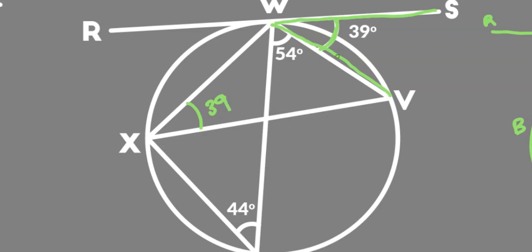Now, I'll ask you a question here to see if you've understood what we've been talking about. Can we do the same for this angle that is 54? Of course not. Why? This 54 degrees does not make an angle with a tangent. This line here is not a tangent. So is this line here.